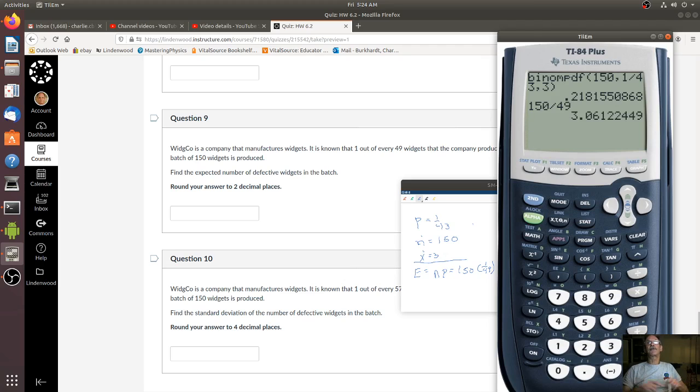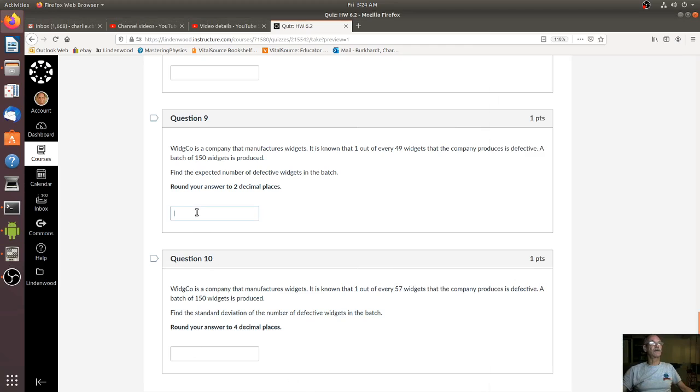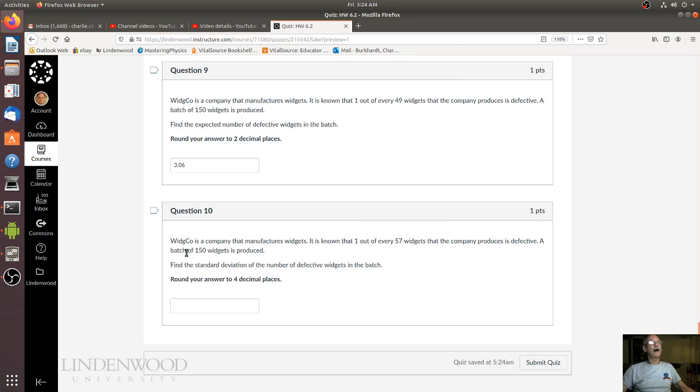And I get 3.06 because they just want 2 decimal places. 3.06. Okay, that formula is on your crib sheet when you need it. And then the standard deviation. We had a simple formula for that too. Let me remind you what it is.